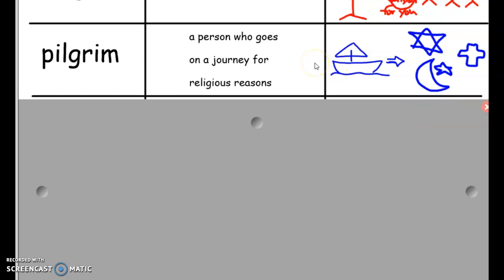So now we move into the words we didn't get to spend as much time with. The word pilgrim, lowercase p. Mrs. Palmieri's a little bit picky about that. In fact, I'm going to underline it if it lets me. Here we go.